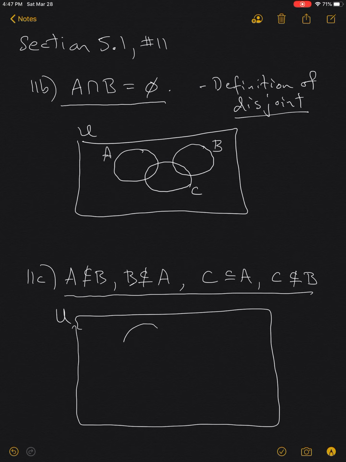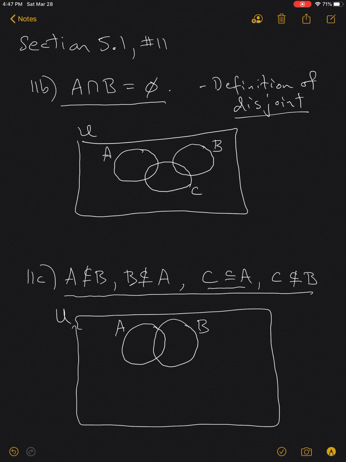So this just refers to a very generic position like this. We're not assuming they're disjoint, but we're neither assuming that one is completely inside the other one either. They might have some in common, like these two do, or maybe not.